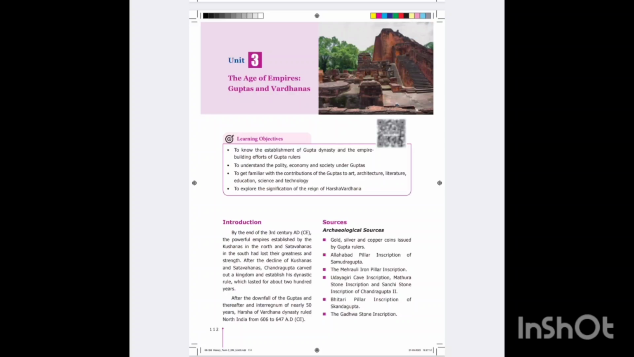6th Standard, Term 3, Unit 3: The Age of Empires, Guptas and Vardhanas.